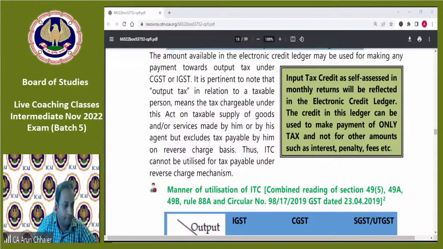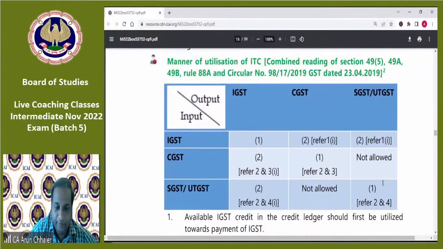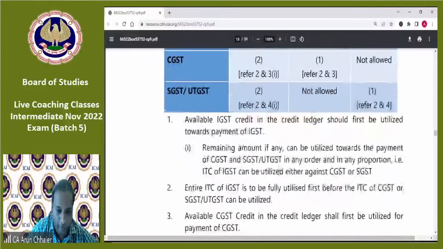The RCM concept was there earlier also. It was also available in the service tax regime. It is not new. So, the manner, we have discussed that IGST can be used. We all know, so I am not repeating this manner.